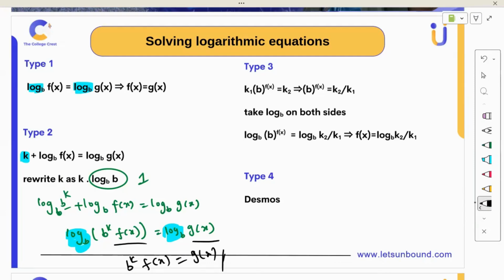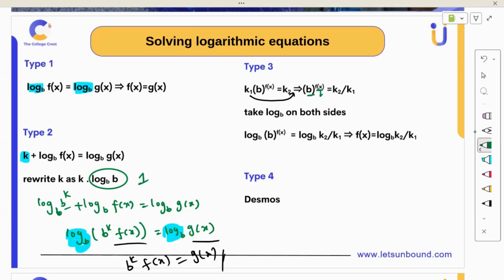And type 3, a constant times an exponential form: b power f of x equal to another constant. First you group the constants, like this goes here, k2 by k1. Take log b on both sides. Why are we doing this? Because the function is at the exponent place, and I should get it to the normal place. So whatever your base, take the log with that base. It will bring your exponent function to the normal position.